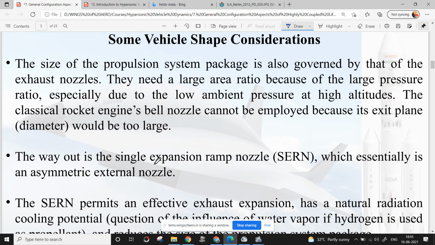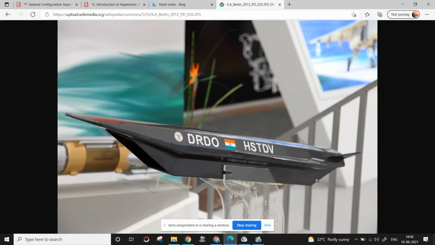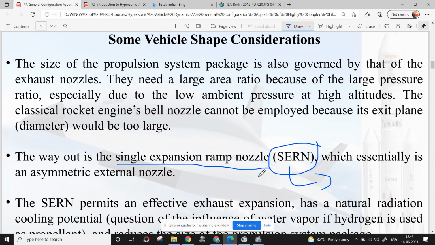For this expansion, they have used the concept called single expansion ramp nozzle, or SERN. This is a futuristic nozzle concept. We have studied the aerospike nozzle and other types of nozzle systems, right? This single expansion ramp nozzle is introduced in all types of CAV conceptual designs, and DRDO has also implemented this. Single ramp means an inclination with a single ramp. Since there is a single expansion, they have called it a single ramp nozzle.